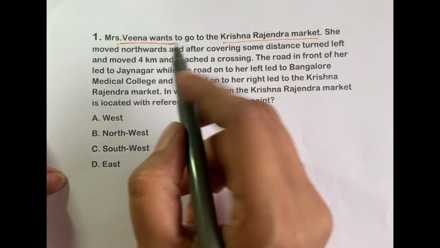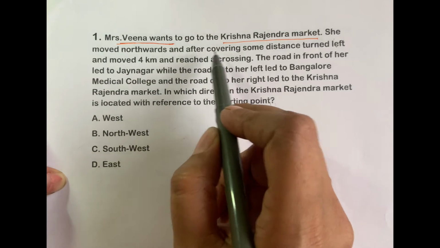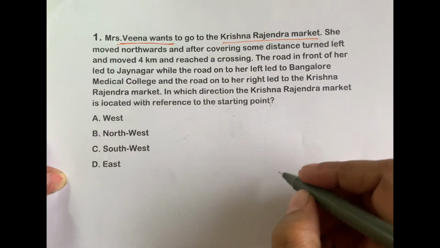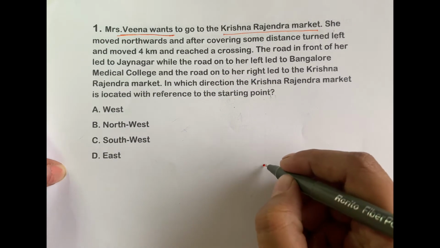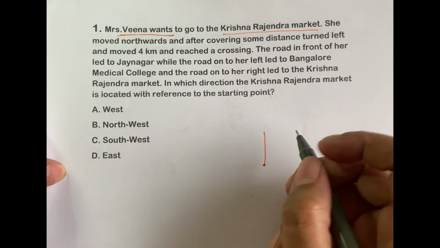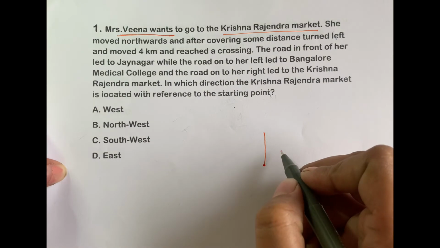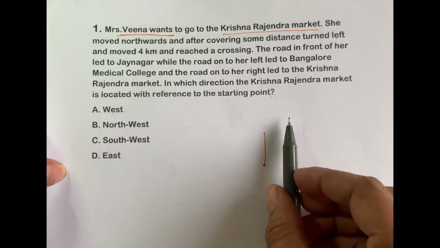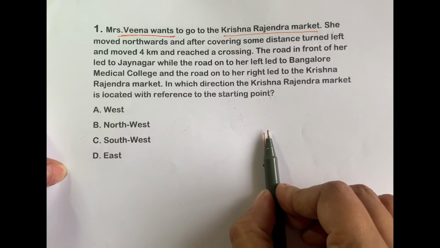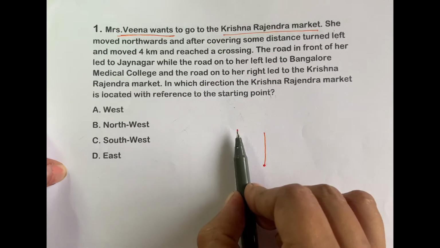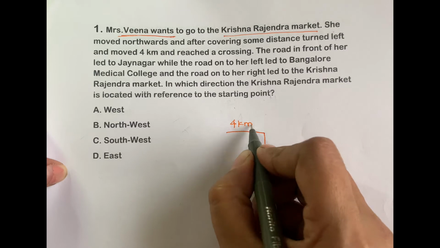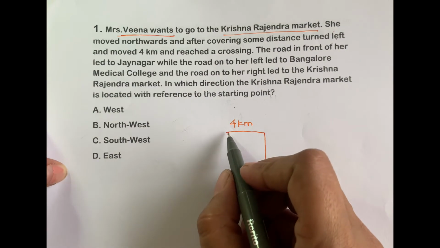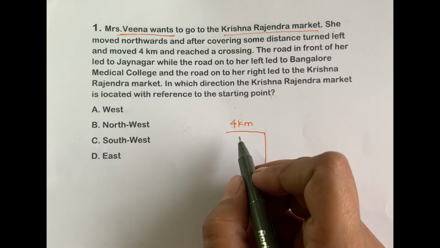So what they're telling is, Veena moved northwards and after covering some distance. They have not mentioned what distance she has covered. We'll take this as the center. From here, she has moved northwards, we don't know the distance, and after moving northwards she has turned left. Since it is north, Veena is facing this way, and this is the right and this is the left. She turns left and moves 4 kilometers. After moving 4 kilometers, she has reached a crossing here.